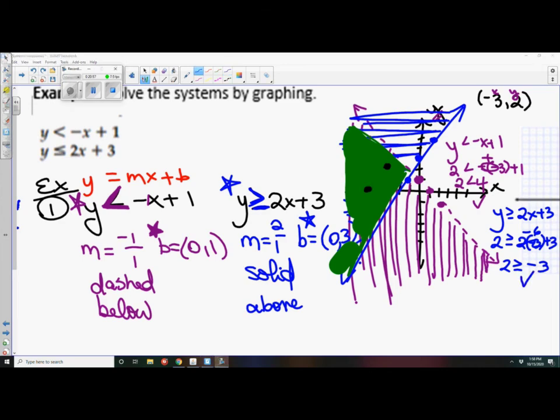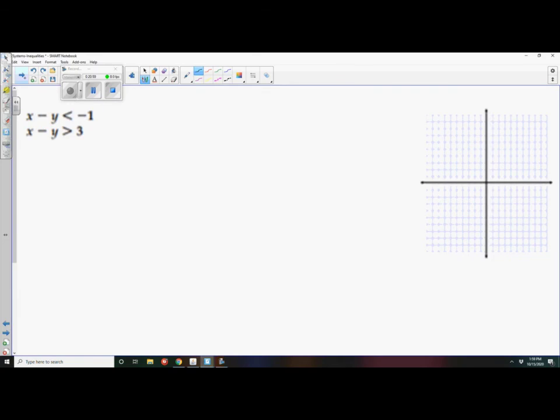So example 2. I'll try to make sure to copy these down correctly this time. So we got x minus y is less than negative 1, and x minus y is greater than 3. So double check me. Did I write them down correctly this time? Yeah, they're good. For both of these inequalities, what do we have to do this time? We have one extra step we didn't have last time.